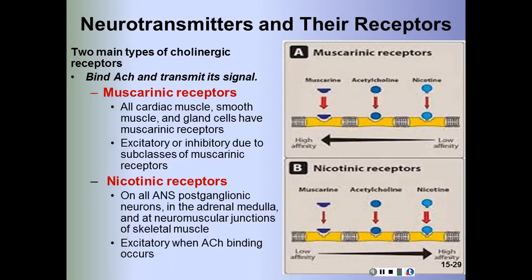The nicotinic receptors are named after nicotine, a botanical toxin. They occur at all synapses in the autonomic ganglia, and the binding of acetylcholine to the nicotinic receptor is always excitatory. They open ligand-gated ion channels to produce excitatory postsynaptic potentials.